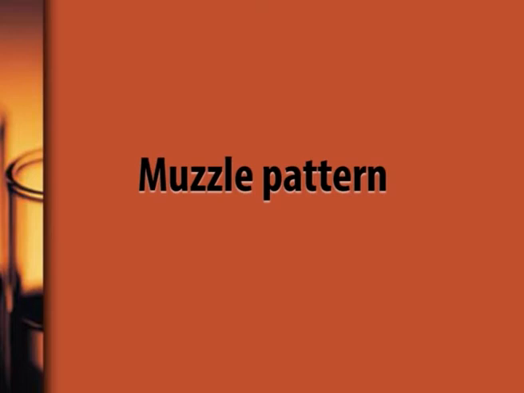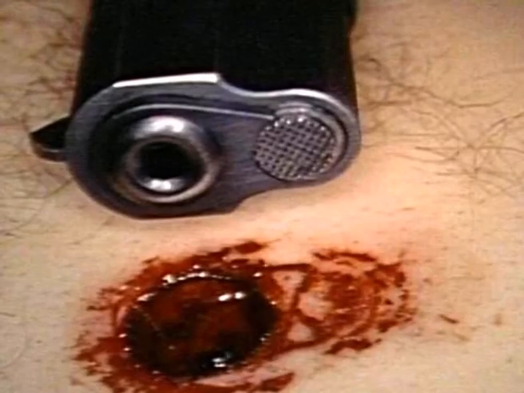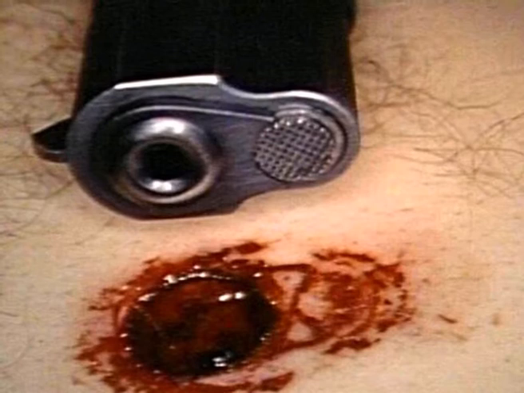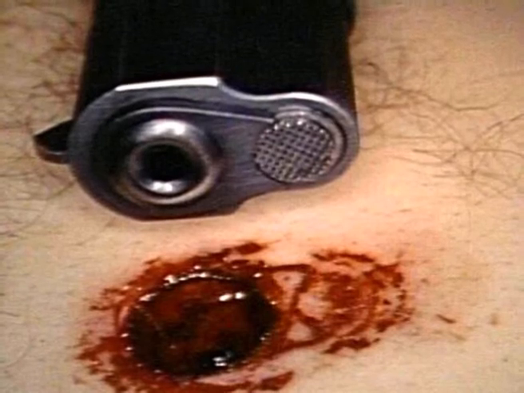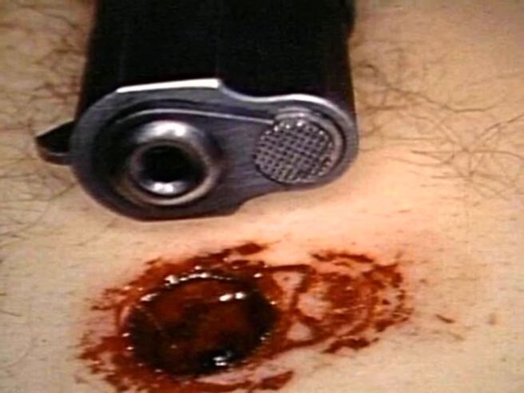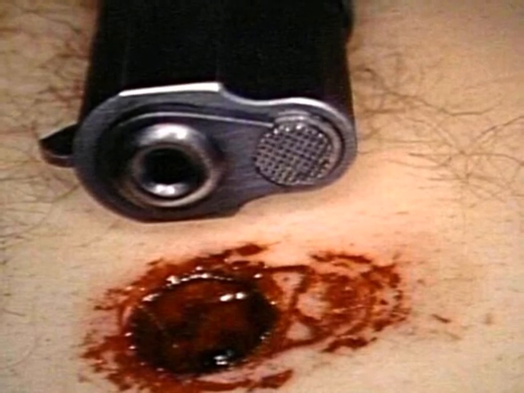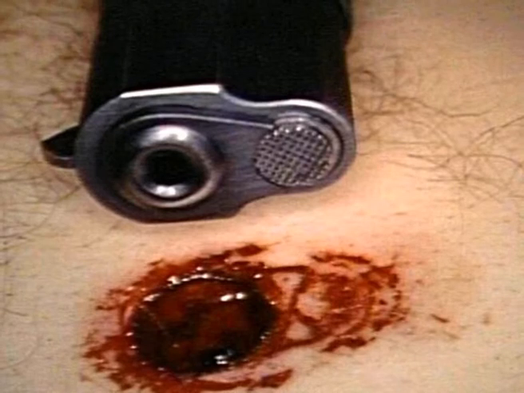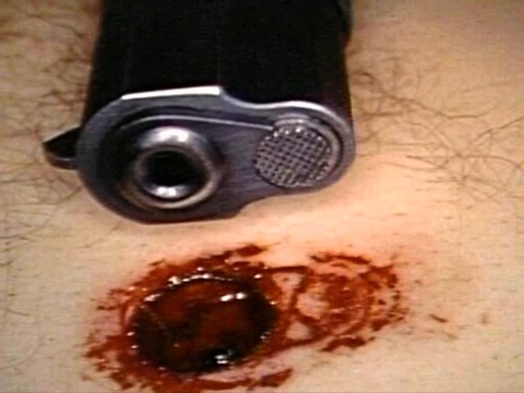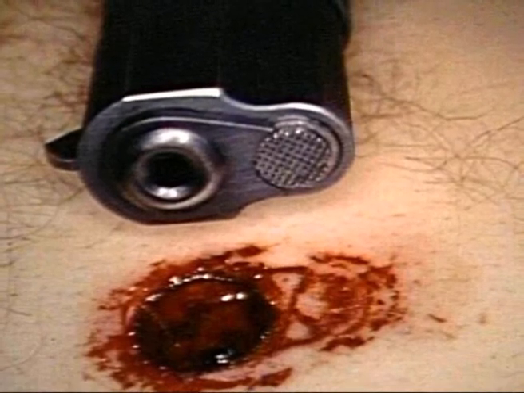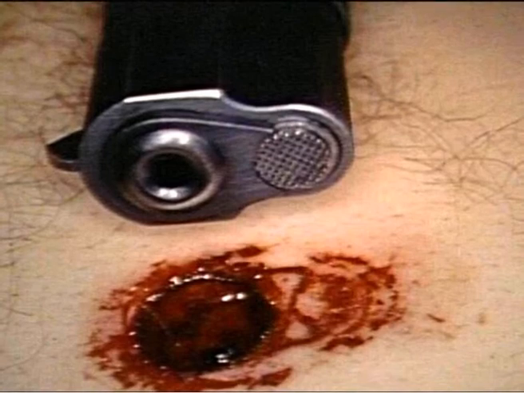First is the muzzle pattern. When a firearm pressed against the target is discharged, the muzzle leaves an imprint on the target. The muzzle pattern therefore indicates a contact wound. Contact wounds are usually observed in suicide cases, but they are also seen in some murder cases. The muzzle pattern also appears on a corpse if a gun is pressed against the corpse and then fired on.